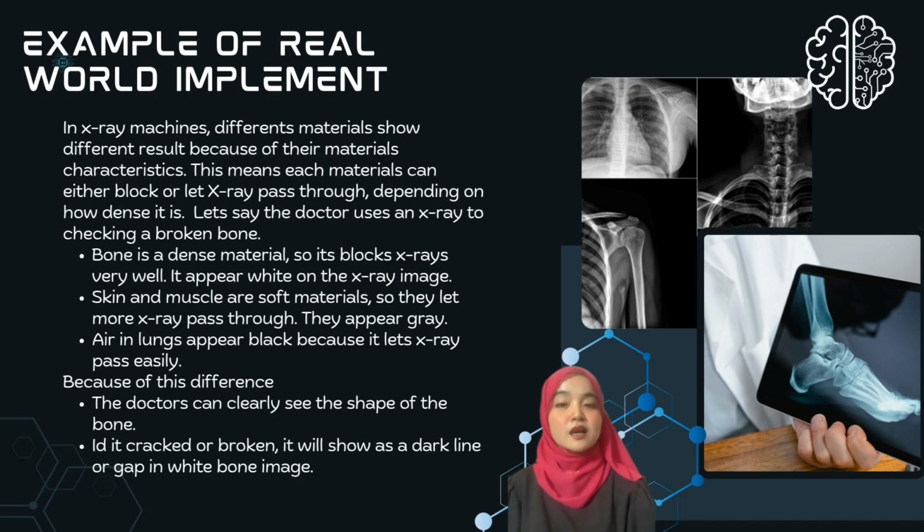Skin and muscle are soft materials, so they let more X-rays pass through. Air in the lungs appears black because it lets X-rays pass easily. So, because of those differences, the doctor can clearly see the shape of the bone. Whether it is cracked or broken, it will show as a dark line or gap in the white bone image.